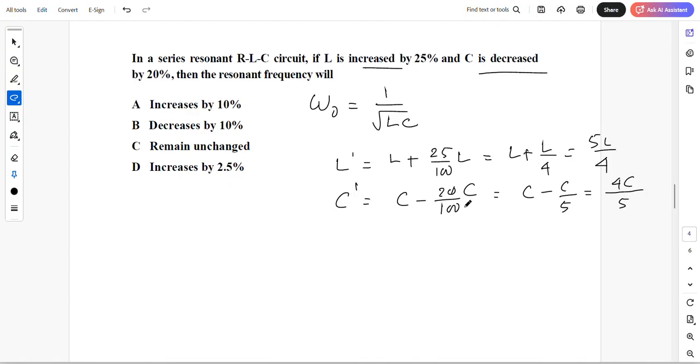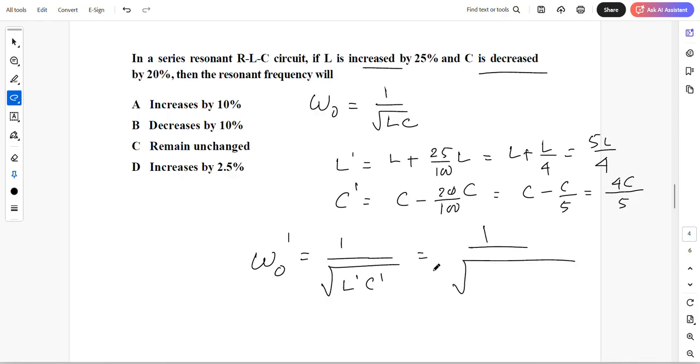That is equal to 4C by 5. Let us calculate omega naught dash, that is equal to 1 by square root of L dash C dash. Let us substitute that one. That is equal to 1 divided by square root of L dash.